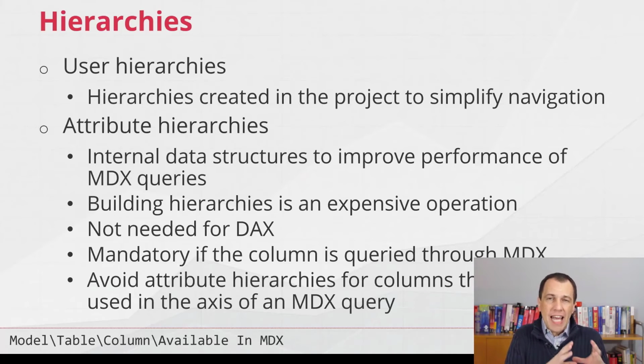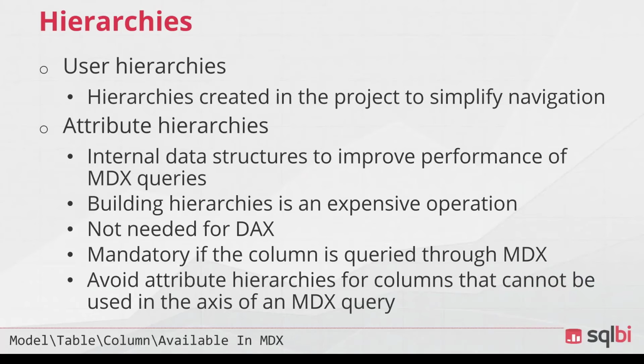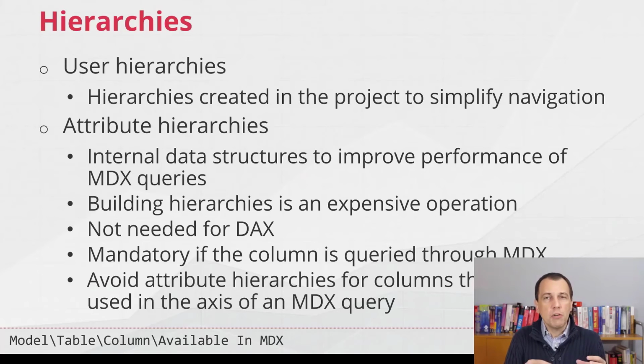But every column in the table by default has an attribute hierarchy. The attribute hierarchy is a structure that contains the values sorted of the column according to the sort order of the column. So if you use sort by column, it generates a sort order different than the sort order that you would have for the column using the natural sort order of the column. This structure has been created mainly to enable MDX queries over the tabular model. Even though today the same structure is also used by DAX as an additional index, but if the structure is not present, DAX works the same.